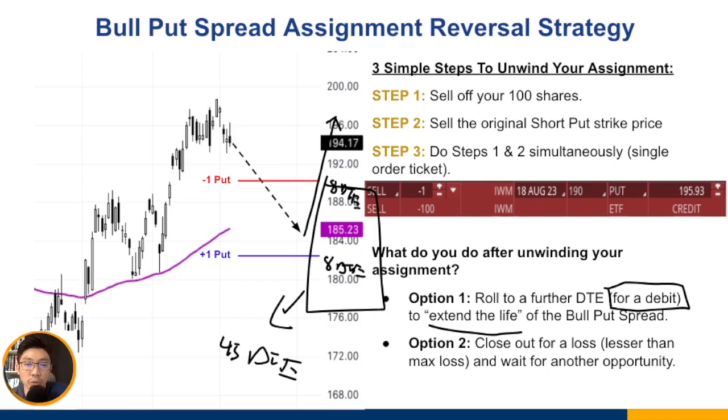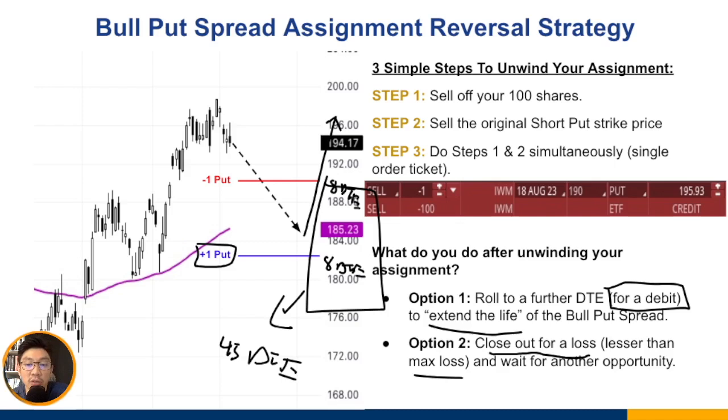I would prefer option 2, and that is to close out for a loss, which is much lesser than the max loss, because remember, there is still extrinsic value in this put spread, because there's still time before it expires. So when you close it out, it will definitely be lesser than the max loss. So that is why it's better than just exercising this long put. If you exercise this long put, you're immediately telling the broker you want to realize the max loss, which is not the best choice, right? The better choice would be to unwind this, close out your put spread, and save those few bucks, where you could use it for the next trade.